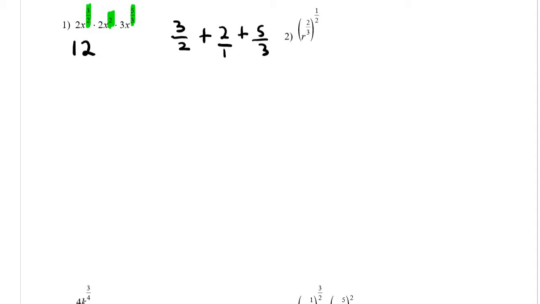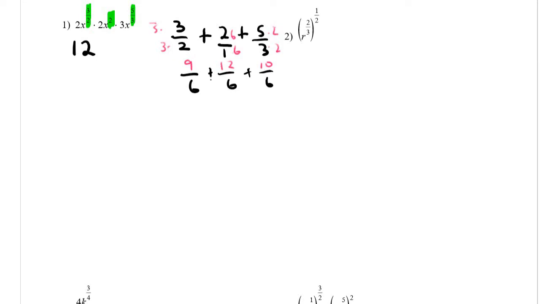To do that, we need to get all the fractions to have the same denominator. So the LCM of 2, 1, and 3 is 6. So everything should be over 6. Now, what do I need to do to 2 to make it become 6? I multiply by 3. Whatever I do to the bottom, I do to the top. This one by 6, this one by 2. So now we have 9 over 6, 12 over 6, and 10 over 6.